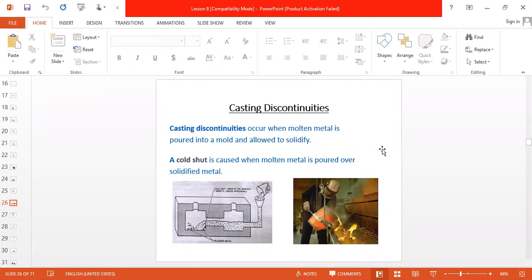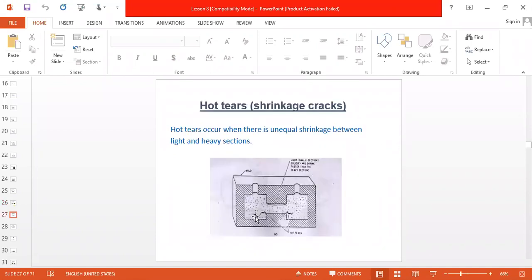Now see here, this is a big cross section. This is also big, but this is a small cross section. So this will solidify first and this will take time. And here the shrinkage rate is different. That's why stress is generated at the junction, and we are getting cracks. This is also a crack, but we are getting it at the small and big cross section junction. That's why we call it hot tear.